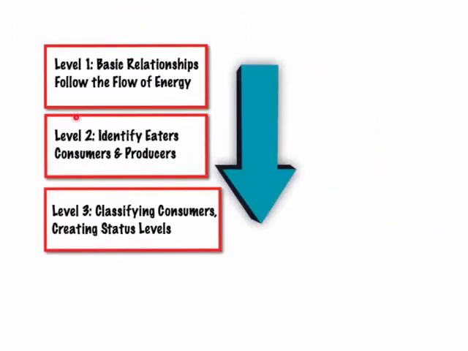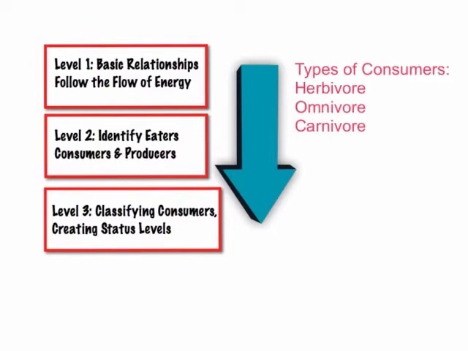Our second level, or level 2 of our food web, is all about identifying specific types of eaters, or to be more scientific, consumers and producers. Let's think for a second about types of producers and consumers that you are familiar with. Some very common phrases to explain types of consumers are herbivore, which only eat plants, omnivore, which eat plants and meat, and carnivore, which mainly exclusively gets their energy from meat. Let's take a look back at our food web and see if we can start to identify some of those by looking at the arrows.